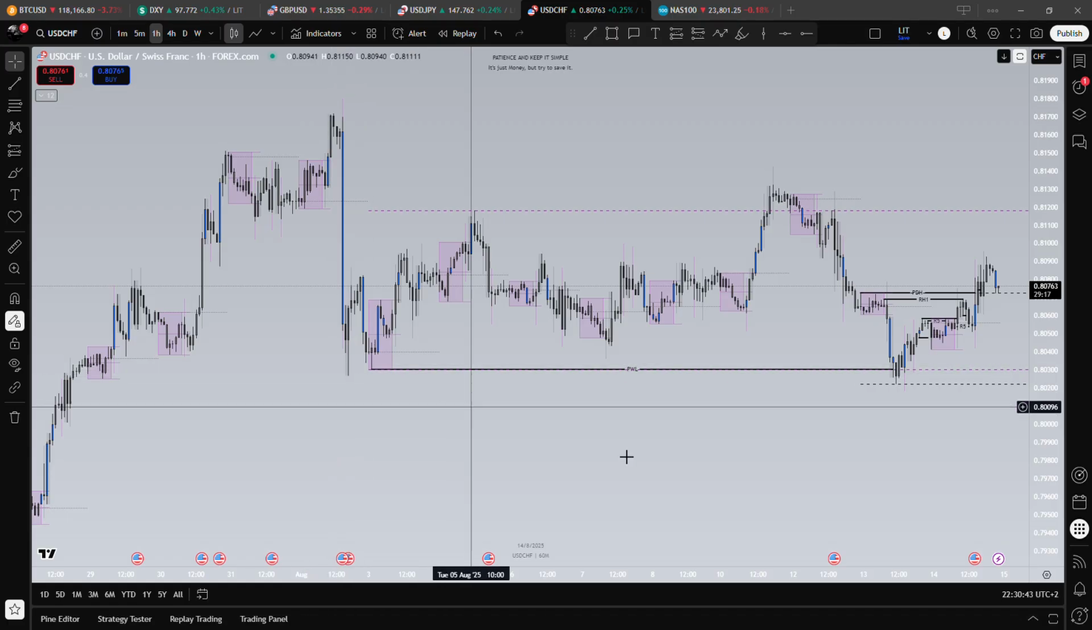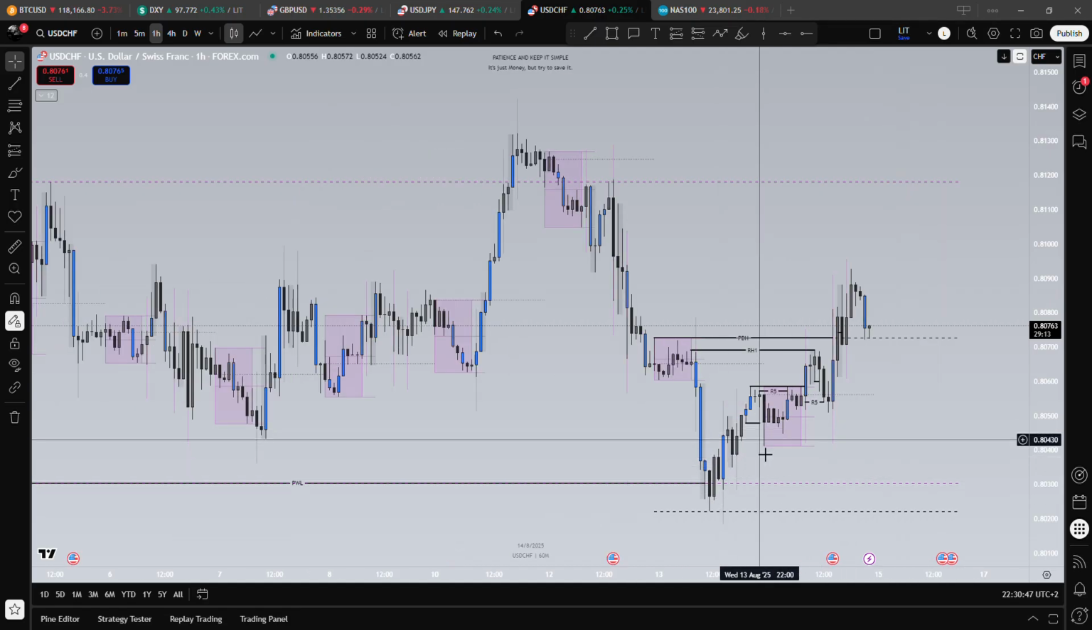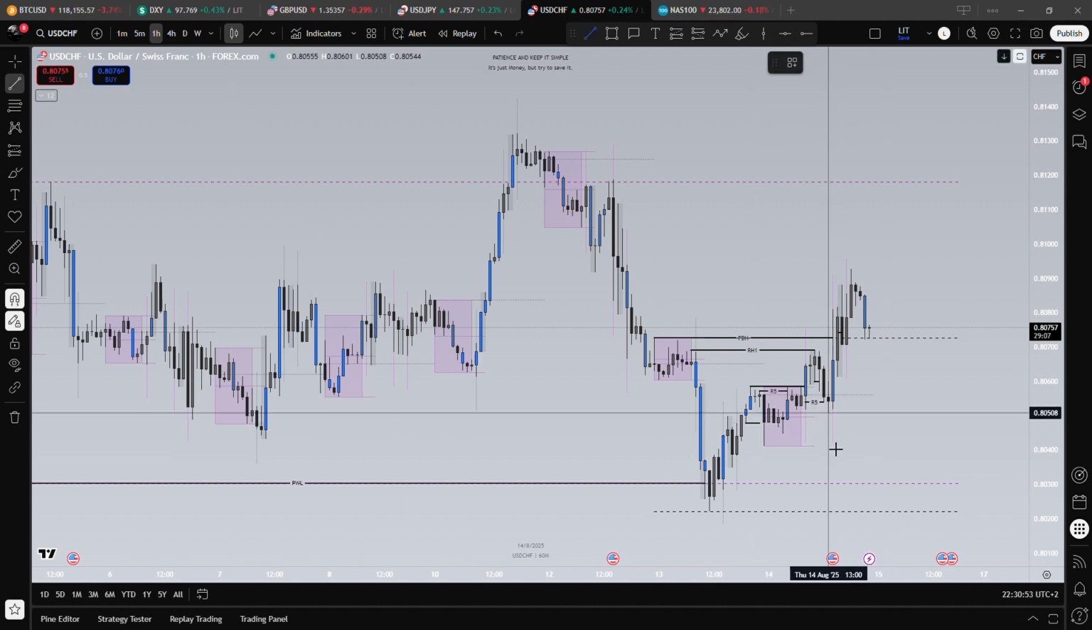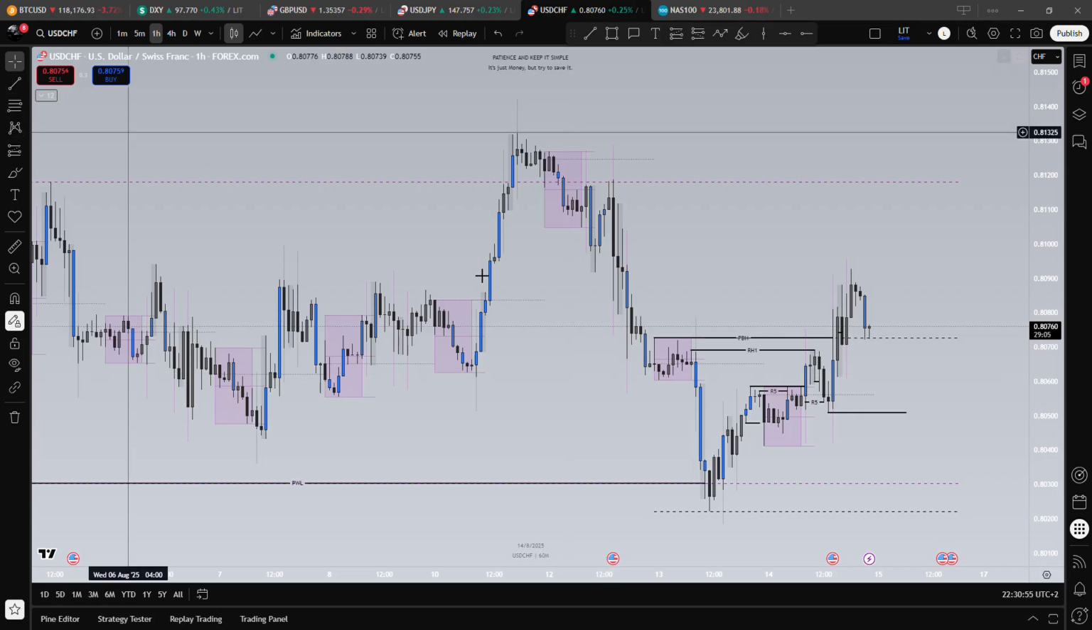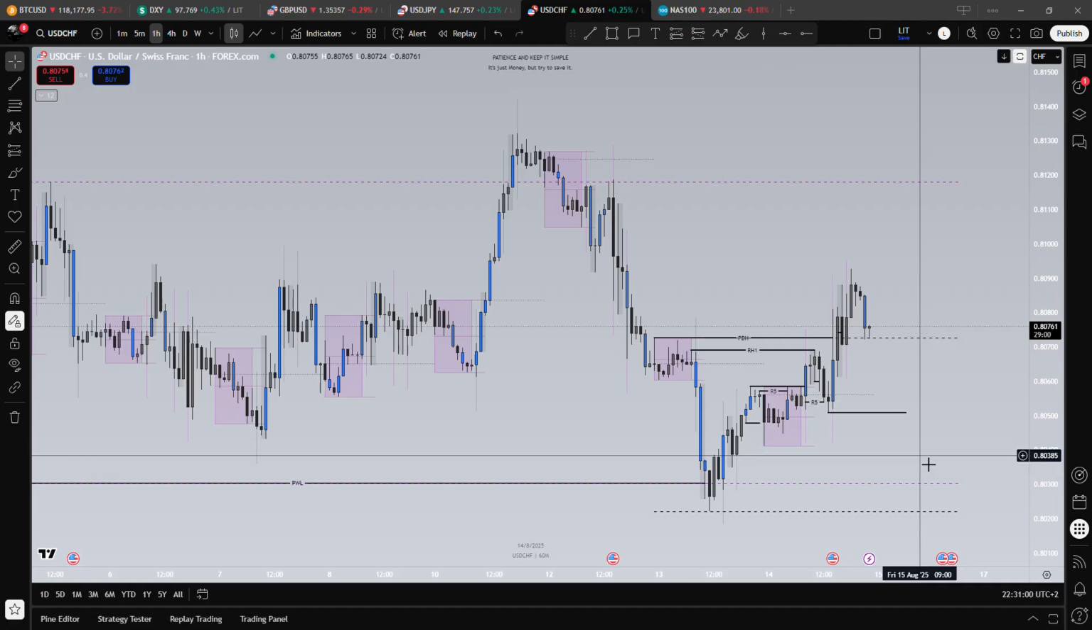Okay, so we took this previous weekly low, as you remember from yesterday too, and this low here, which we had liquidity for, sure, probably. And it's looking really good. I don't know if we're going to take this. I think so, at some point.